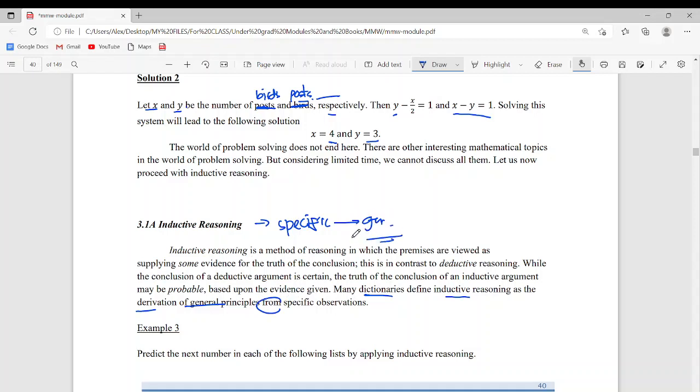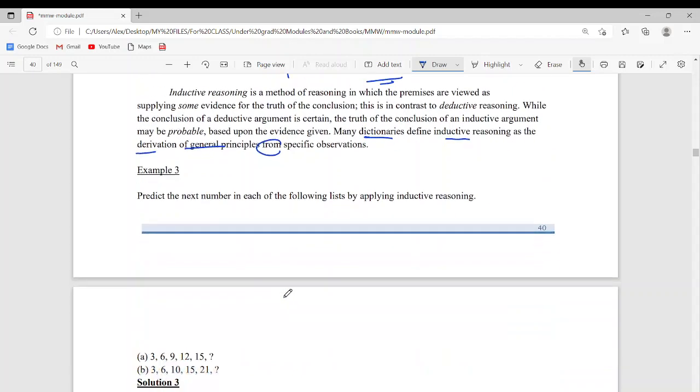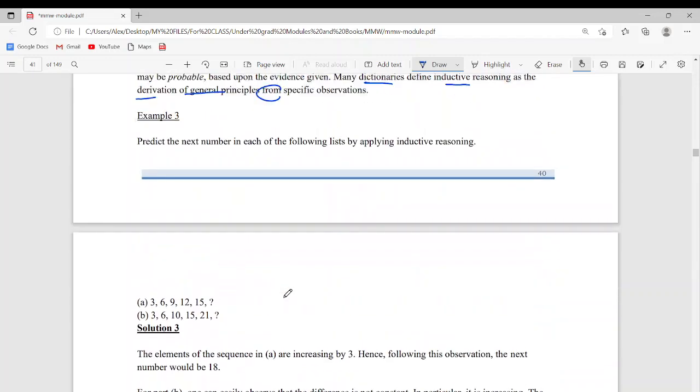Now let's apply this inductive reasoning to predict the next number of the following list. So we have 3, 6, 9, 12, 15 here.